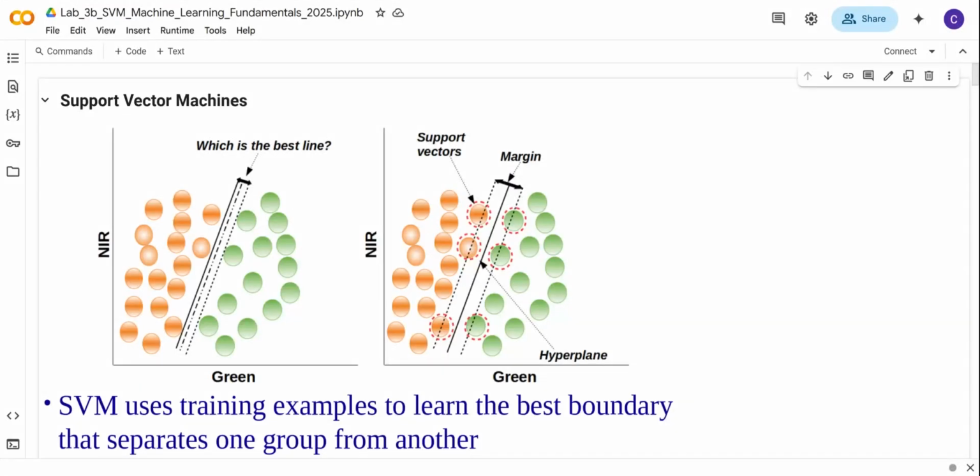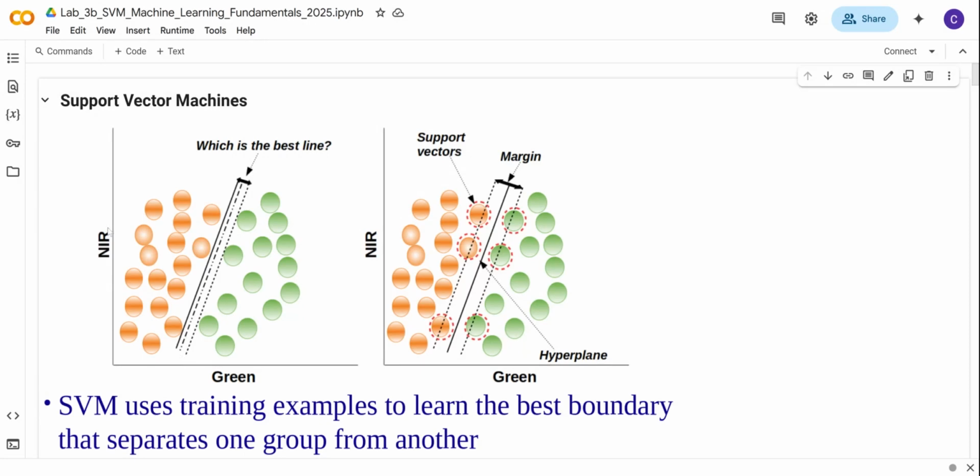In this video tutorial, we'll explore support vector machines, which is a powerful supervised machine learning algorithm that is used for classification or regression tasks. Right, so here we have an example of a data set that consists of two classes, which can be clearly separated by a line.